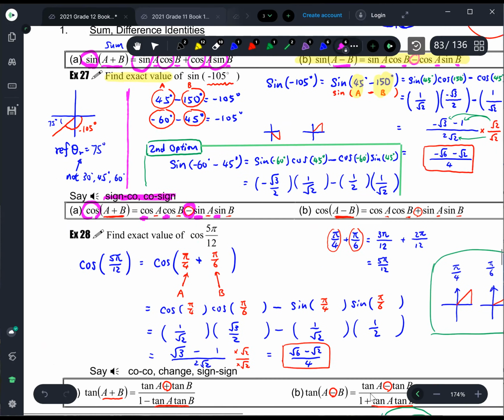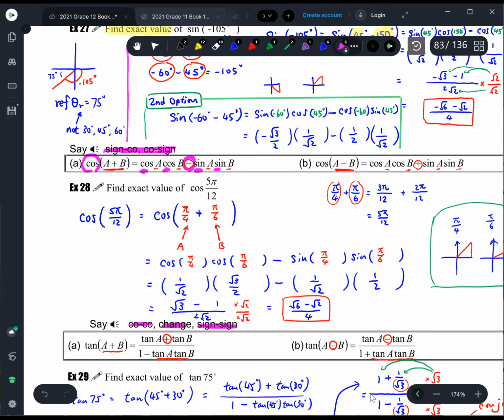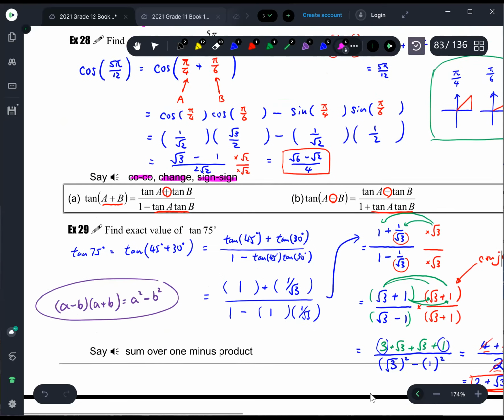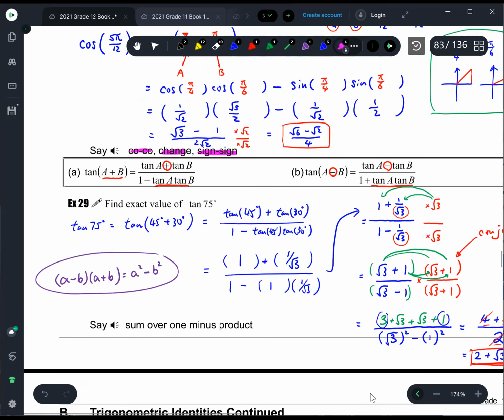So the first part, sine, cosine. Second part is change, sine, sine. Okay, change, sine, sine. For the tangent, if it's sum, right? This part is the sum. Tangent sum, it'll be sum, because adding, right? Over 1 minus product. So right here, sum over 1 minus product.